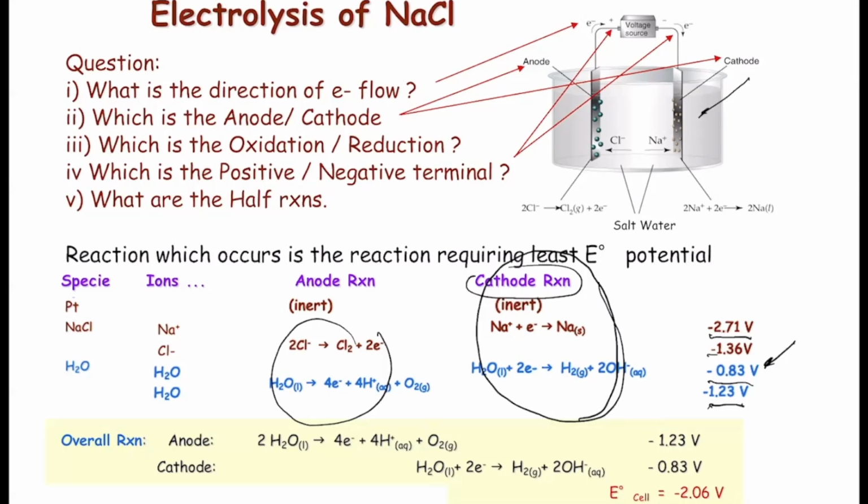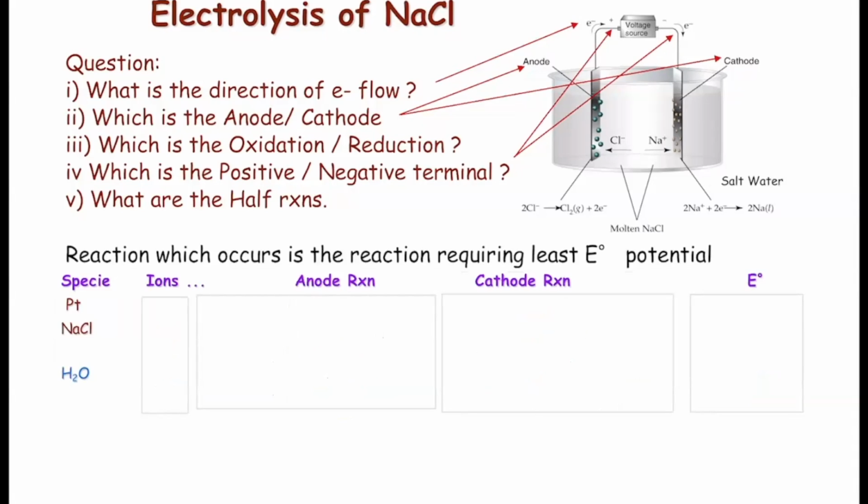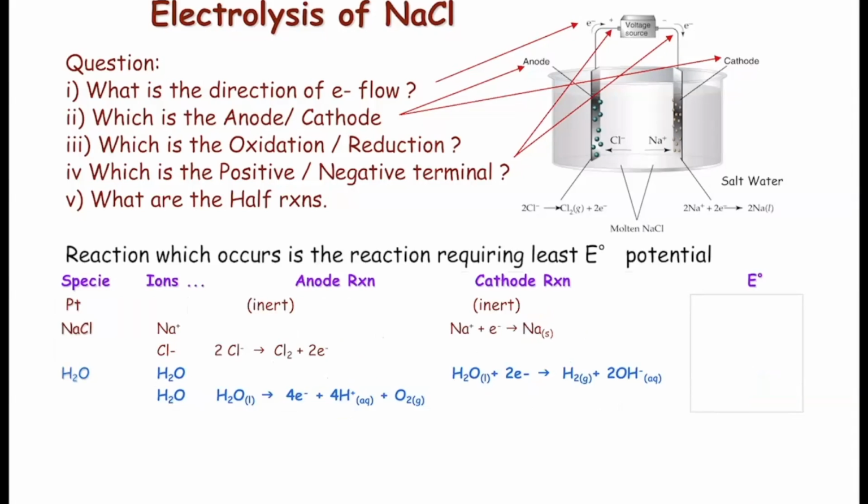Okay, the one that is going to be the least negative or most positive is always going to be the path that's going to be driven. That's why you have to do the calculation. Take a look at these next few reactions right here. This is the same one that I just gave you.